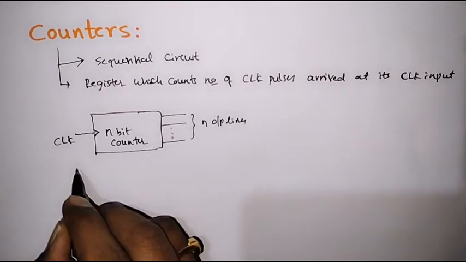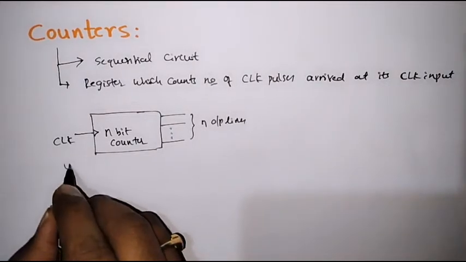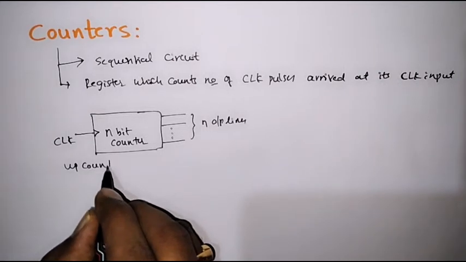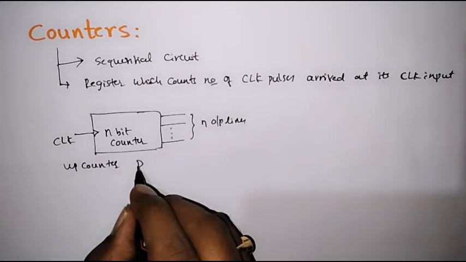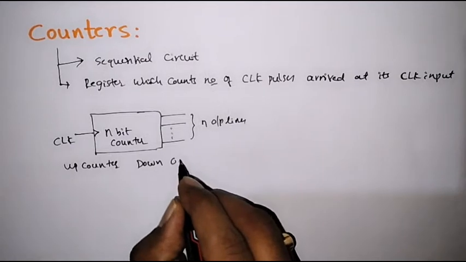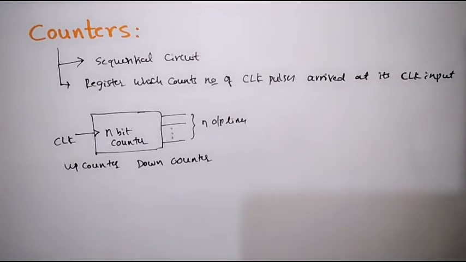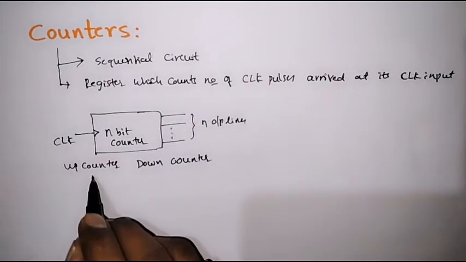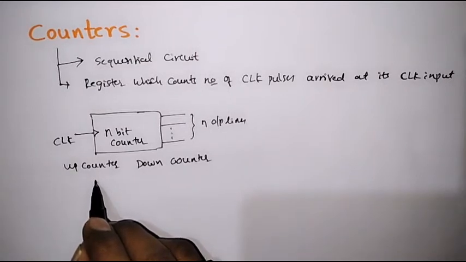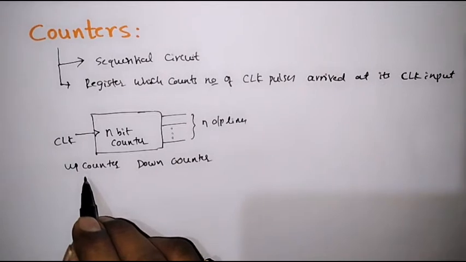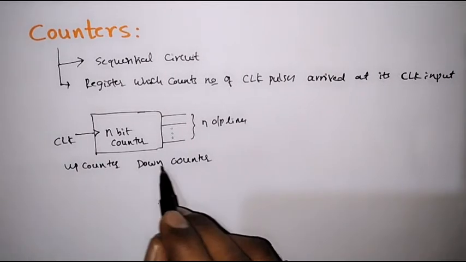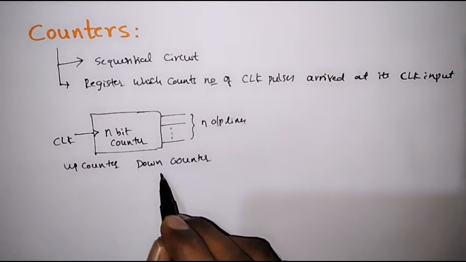Here we can say there are two types of counter. One is called up counter and another one is called down counter. In up counter, the counter will increment each time the clock pulse arrives. Similarly, in down counter, the counter will decrement each time.